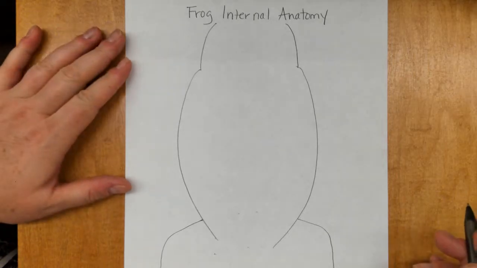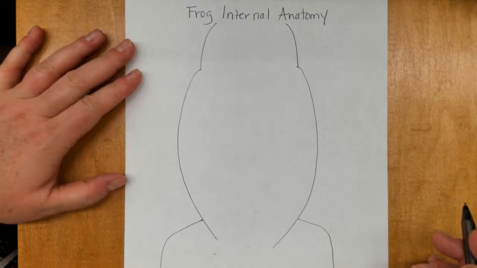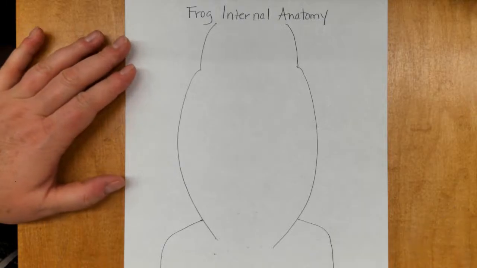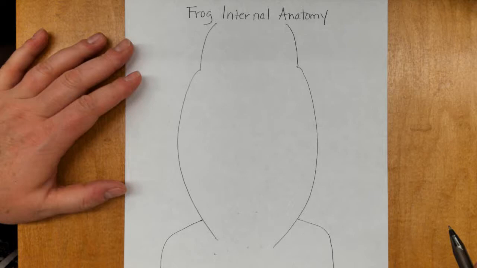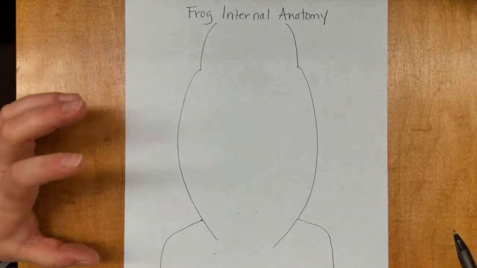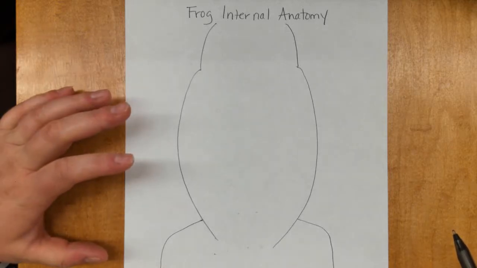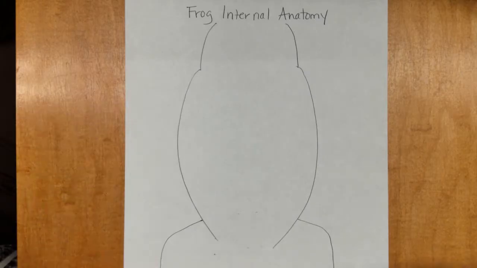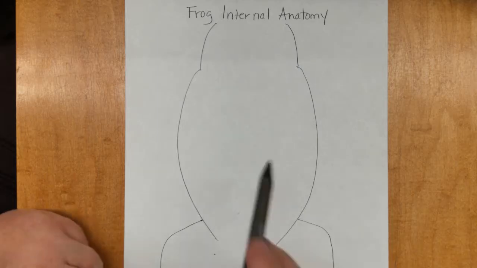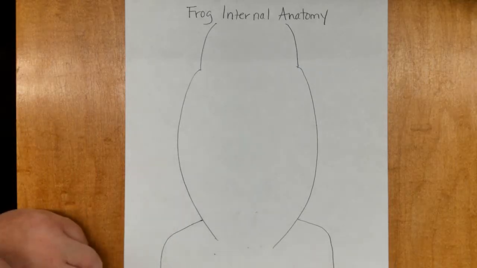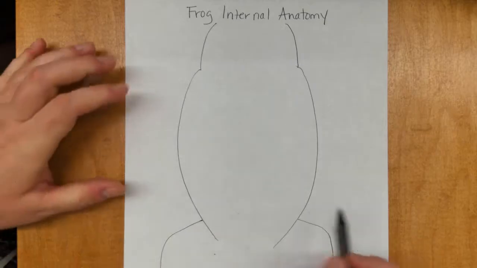Okay, so the first thing that we're going to talk about is the frog's circulatory system. Frogs as adults have a 3-chambered heart. They have 2 atriums and then 1 ventricle. Humans have a 4-chamber heart. We have 2 atriums and we have 2 ventricles. Frogs, when they are larvae, when they are tadpoles, only have a 2-chambered heart, just like a fish does.